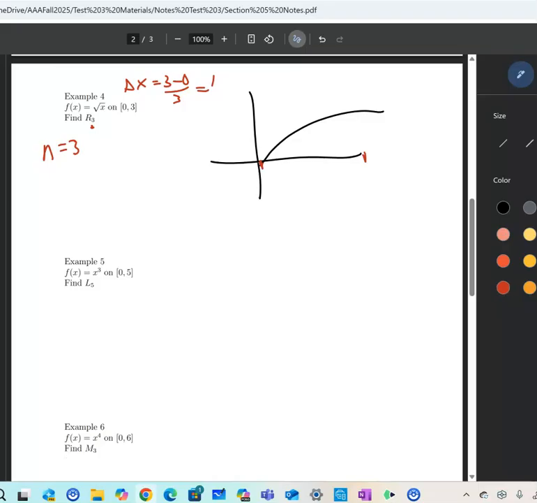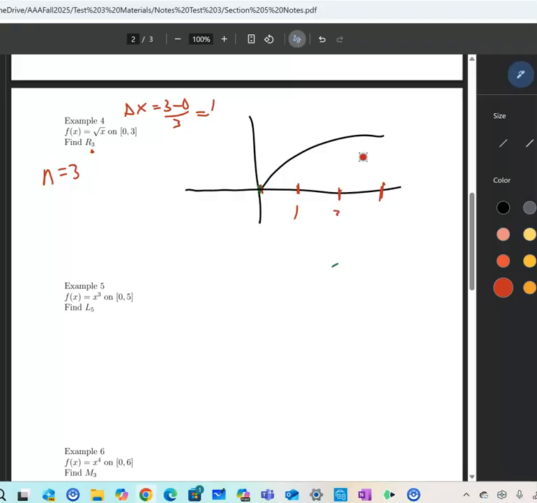My first rectangle will go from 0 to 1, and then 1 to 2. Well, maybe I'll spread them apart a little bit more since I can. Okay, so I've got the x-axis here: 0, 1, 2, and 3. For the first rectangle, I'm going to use the right-hand endpoint, so I'm going to use this as my rectangle.